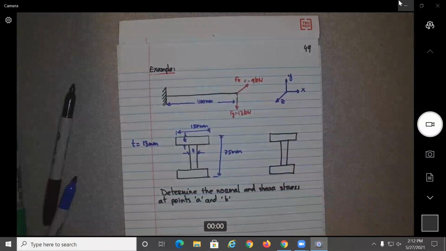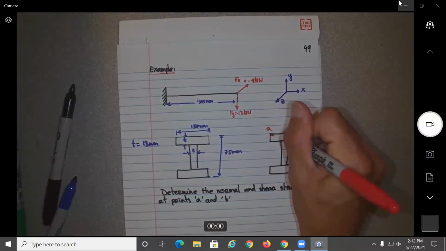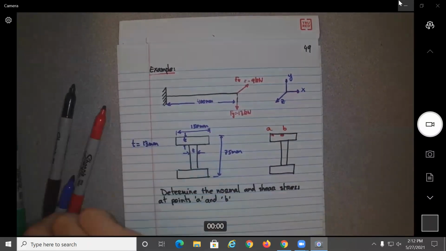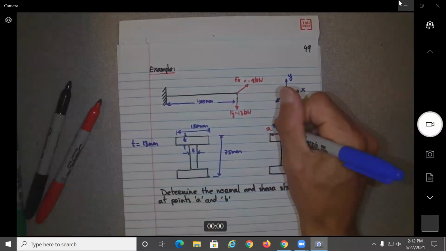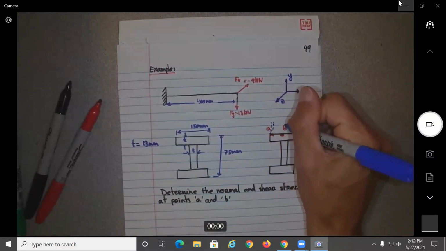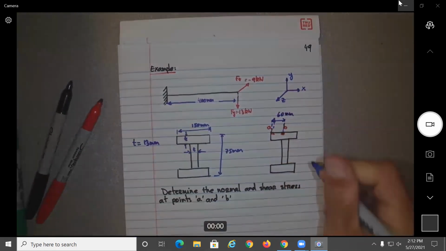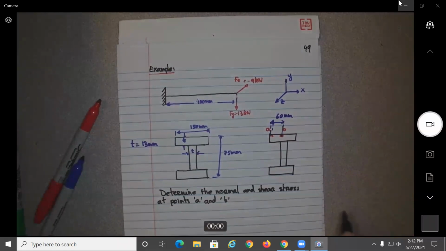So point A is right here, so it's at the corner. And point B is located at 60 millimeters of point A.